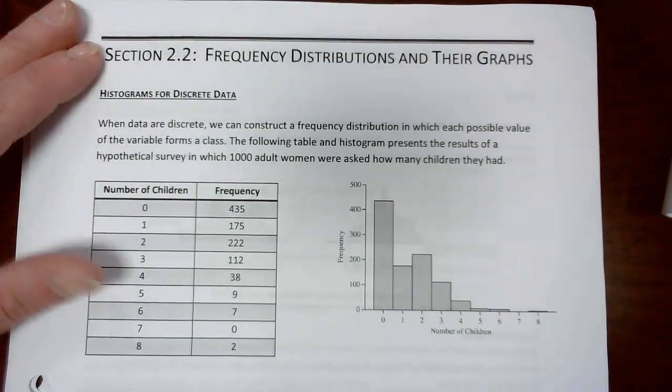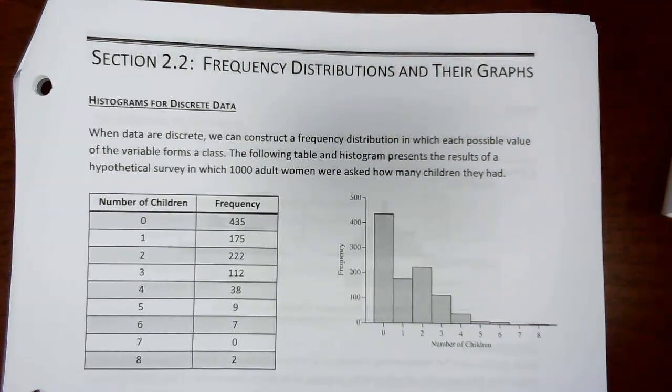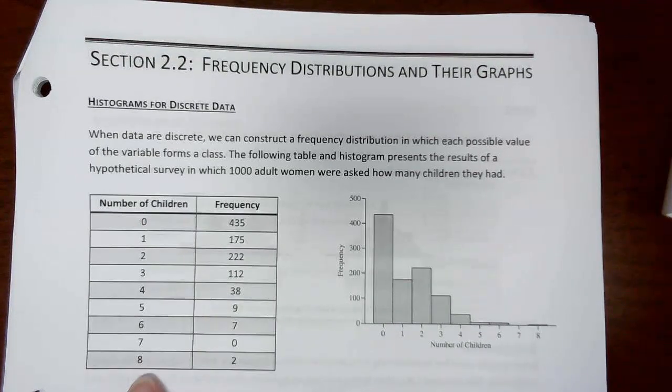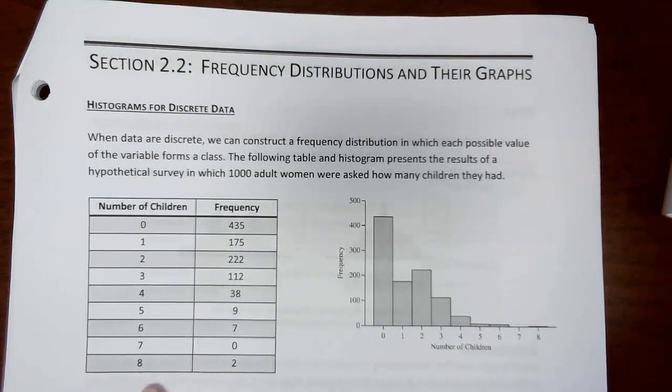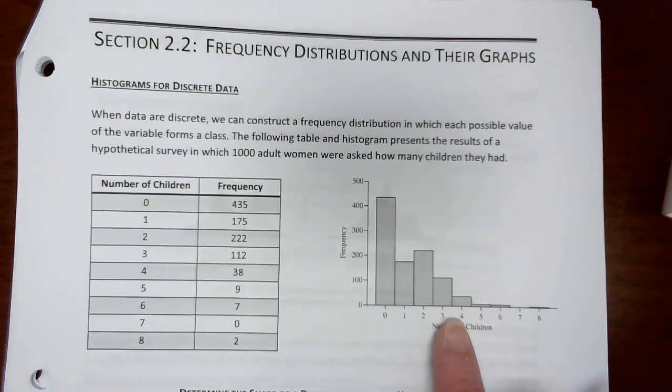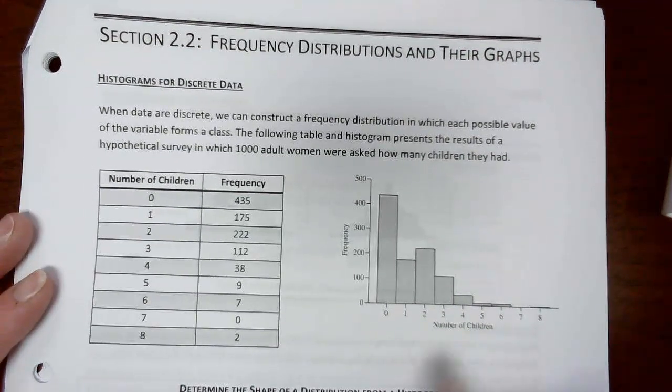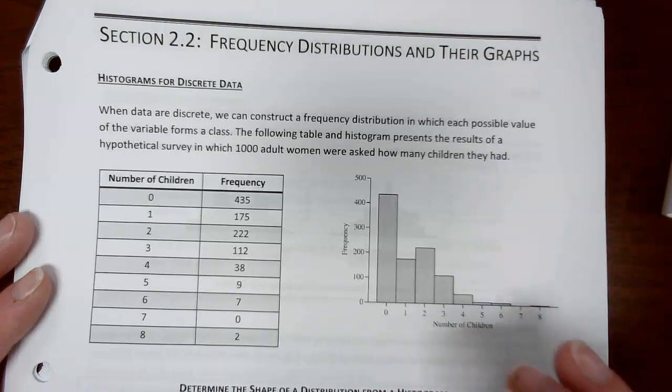Now, we can also do histograms for discrete data. When the data is discrete, we construct the frequency distribution in which each possible value of the variable is its own class. So notice there's a little bit of a difference on how that one's drawn, but they still have to be touching.